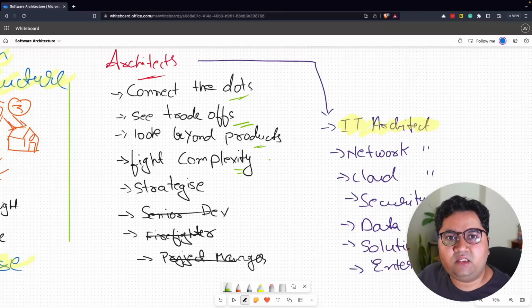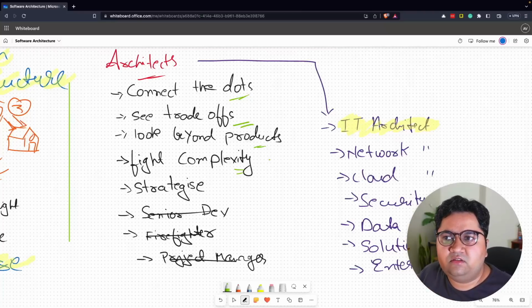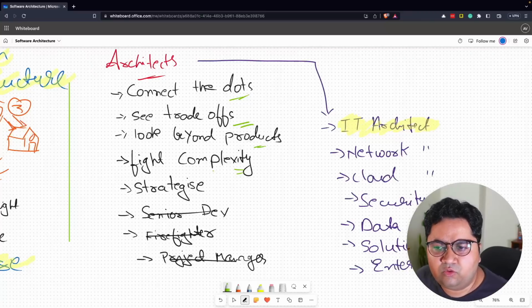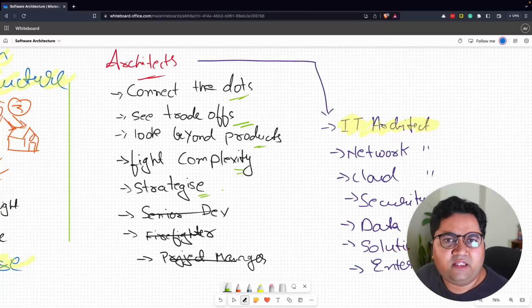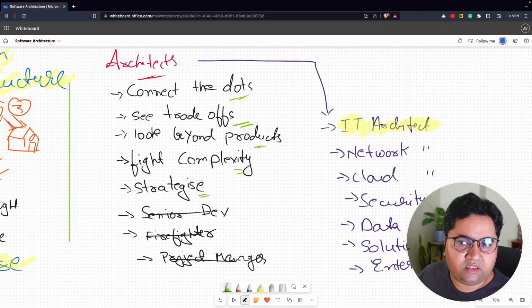Complexity can be in the form of system constructs, people constructs, technology constructs, and it could even arise from something which is not in your control or is in your control. There's a variety of conversations around complexity. And then finally, he is somebody who thinks strategically. There is always a fine balance between strategic thinking and tactical thinking. I like to think architects should always be strategic thinkers.